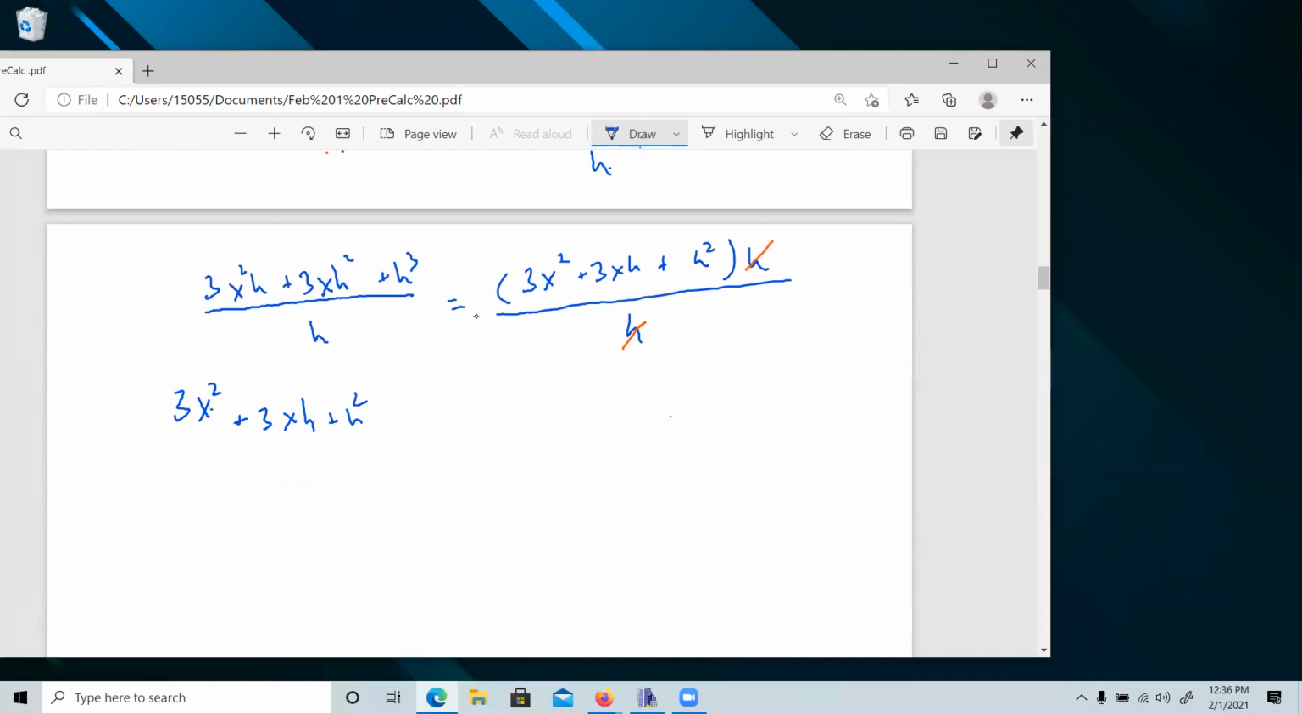Notice that if these are all negative numbers, they're all going to change to positive. If they're positive, they're all going to be positive. So that's how we're going to see our difference quotient.